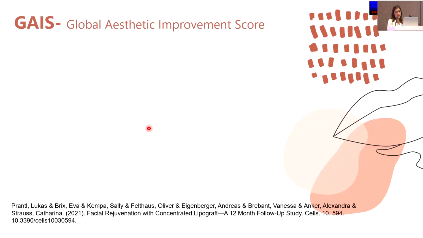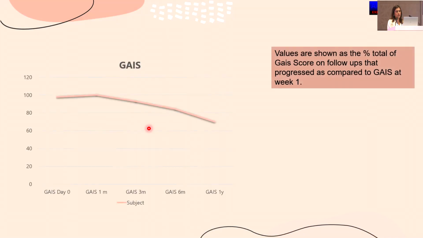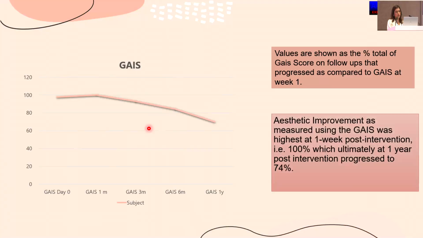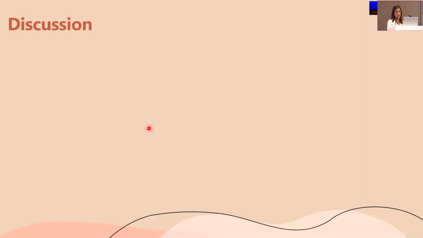The global aesthetic improvement score was measured for every patient for the aesthetic satisfaction of the patient, and a line graph was plotted at each follow-up for each patient. Only 20% of the subjects needed re-injection within the 1 year follow-up period, with no serious complications, and only minor complications were seen in 5% of the patients.